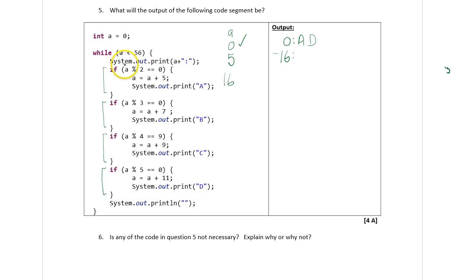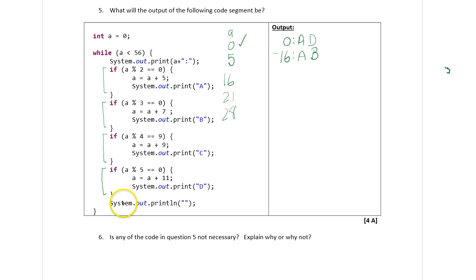Then we have 16 mod 2 is 0, true. So a becomes 21, 16 plus 5, and we print out a capital A. And then is 21 mod 3 0, true. So we add 7 to a, so we get 28, and we print out the letter B. And now is 28 mod 4 9, false. You should start noticing something funny about this if statement right here. We'll talk about it at the end of the video. Is 28 mod 5 0, false. So we skip and we go to a new line.